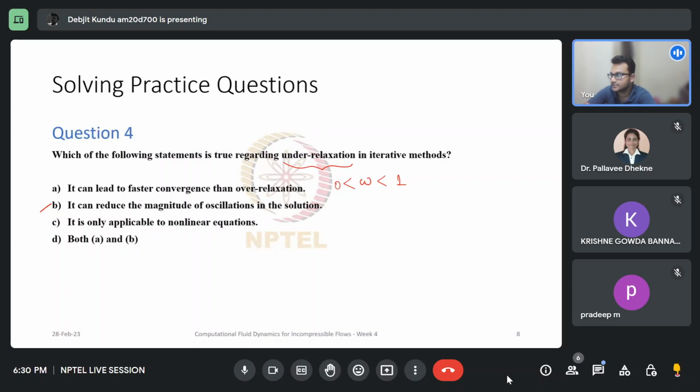So I have 3 statements here. Which of the following statements is true regarding the under relaxation technique in iterative methods? Does it lead to faster convergence than over relaxation? Can it reduce the magnitude of oscillations in the solution? Is it applicable only to nonlinear equations? Or is it both A and B? That is both faster convergence as well as reduction in magnitude of oscillations in the solution. We have one response so far. Let's see if we get more.